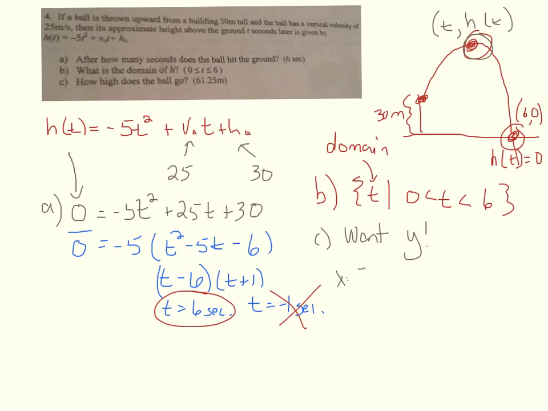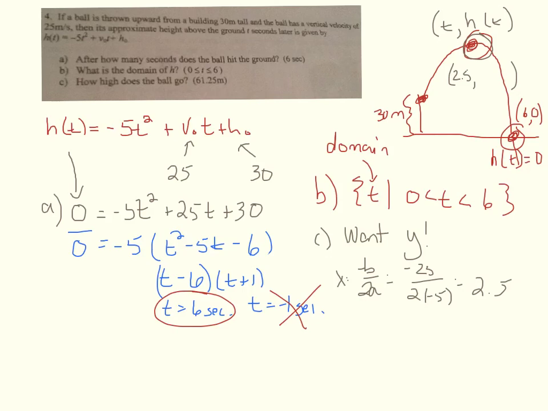Well, we know how to do this. We've done this several times. Opposite of b over 2a. Let's see here. Go back to the original. It'd be negative 25 over 2 times negative 5. That is 2.5. So it takes 2.5 seconds to get to the maximum height.